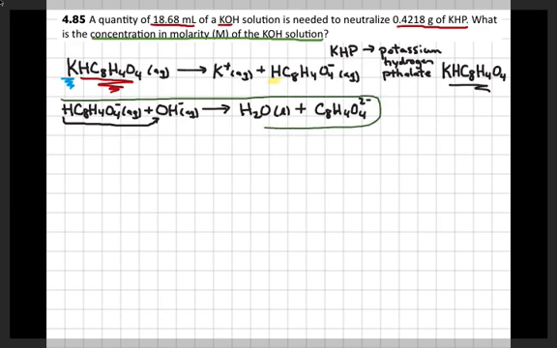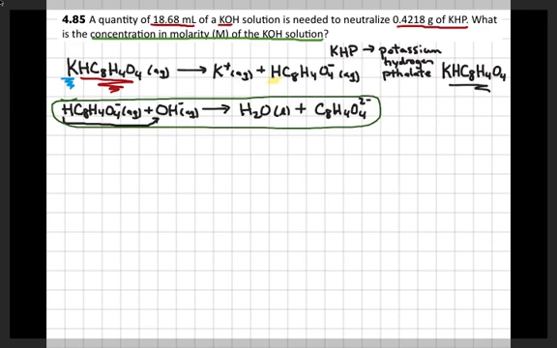This is the equation describing the reaction that's going on for the particular titration that we're doing in this problem. It's a reaction between hydrogen phthalate, an acid, and the hydroxide base to form water and phthalate anion.